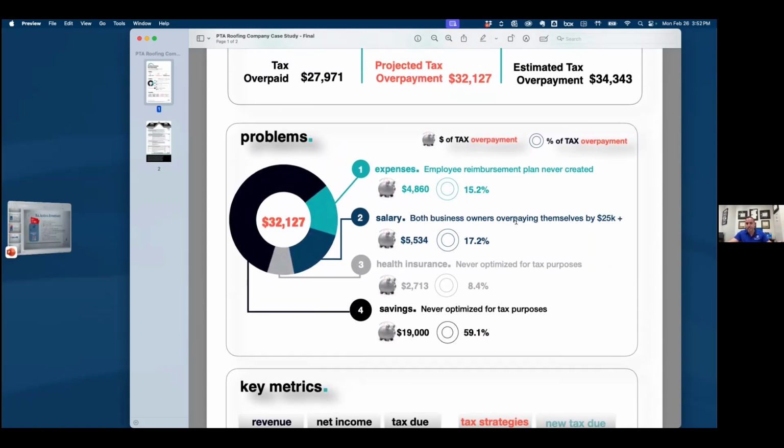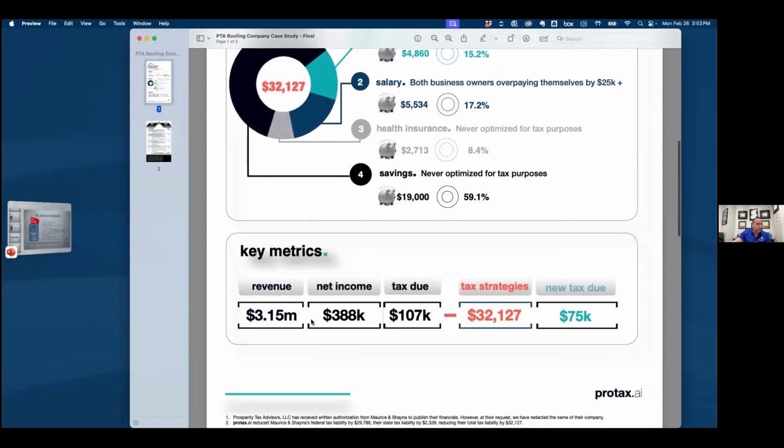Salary. This is the report that we give, complimentary, right? We noticed that most business owners were overpaying themselves by 25,000, right? 25,000 too much. Plus health insurance. They never optimized health insurance for tax purposes. And of course, the savings that they had left over at the end of everything, they never optimized that for tax purposes as well.